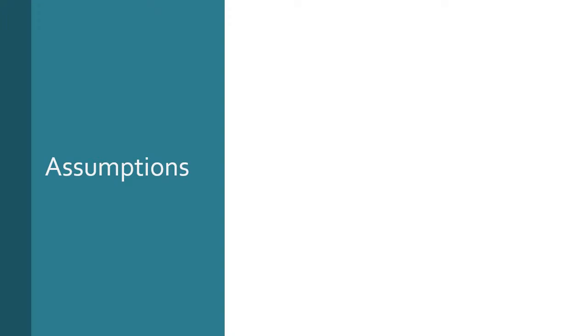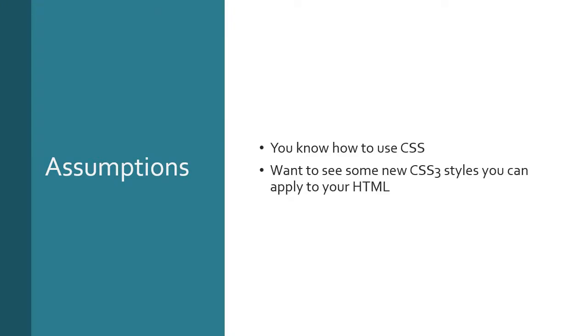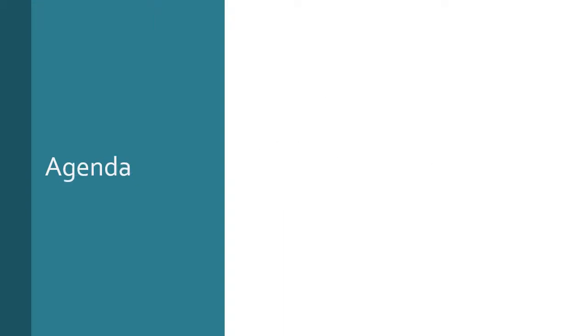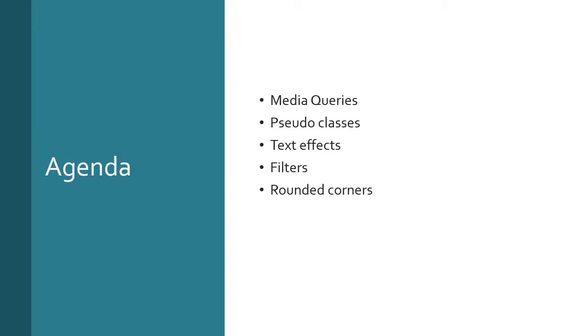For this course, I'm going to assume that you already know how to use cascading style sheets, but you want to see some of the new CSS3 styles that you can apply to your HTML. The agenda for this course are to look at media queries, pseudo classes, text effects, filters, rounded corners, drop shadows, and gradients. Let's get started.